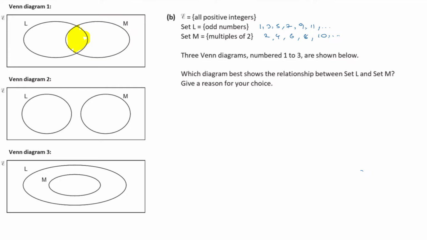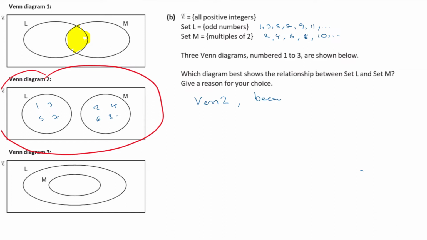So all the odd ones are 1, 3, 5, 7, 9, 11. All the multiples of 2, they're all even, so they're not going to be in set L, are they? So it's going to be like this second one here then, isn't it? It's going to be this setup where your 2 sets don't ever cross. Okay, they're all separate from each other. Okay, because the numbers 1, 3, 5, 7, and so on are different from the numbers 2, 4, 6, and 8, and all that. Okay, so I'm going to say that it's Venn diagram 2.